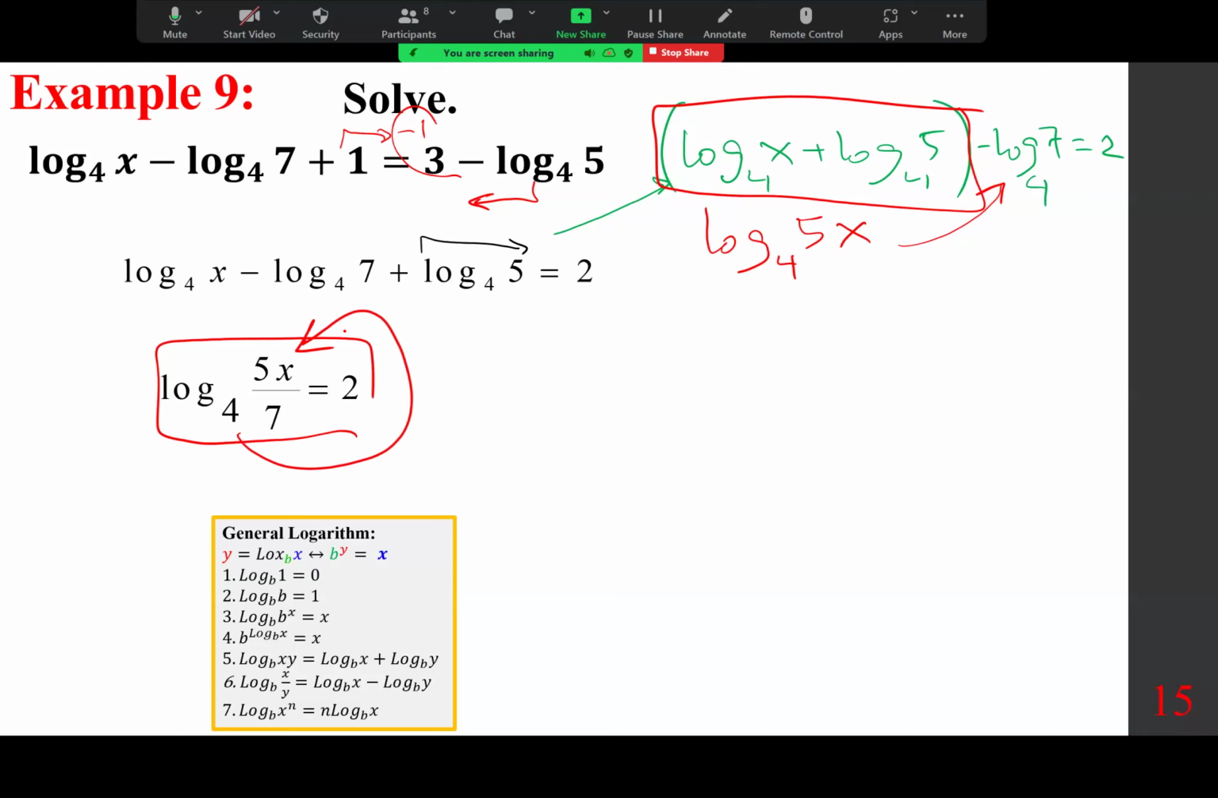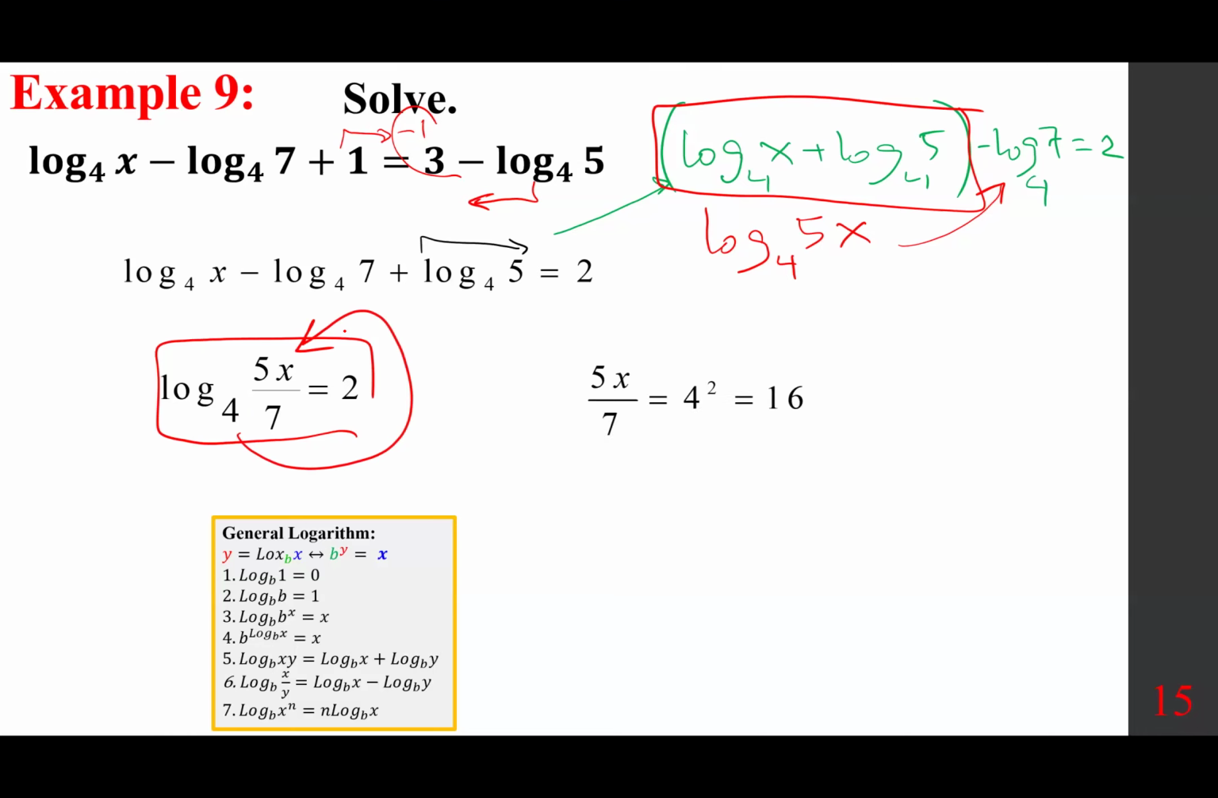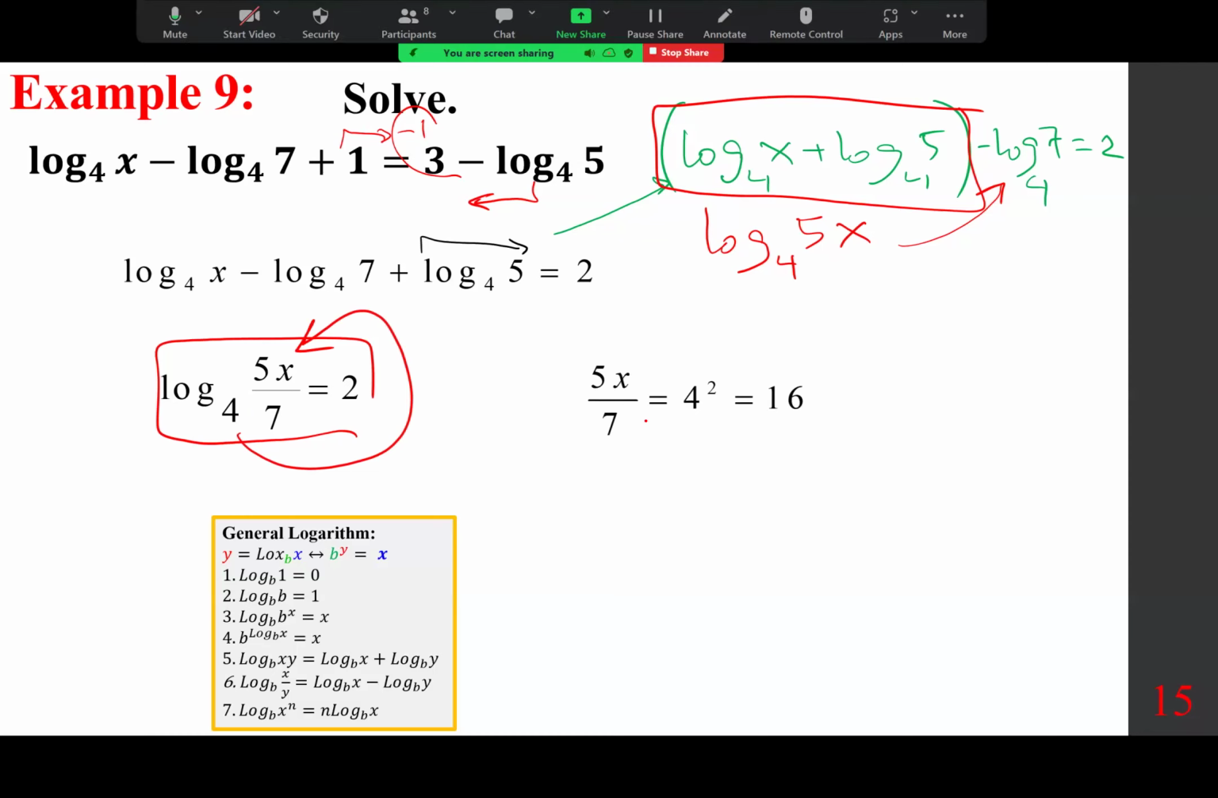4 squared is 5x over 7. 5x over 7 is 4 squared, which means 16. And so all you have to do, first multiply both sides by 7. 7 times 16 is 112. Finally, divide by 5. And that's your exact answer.